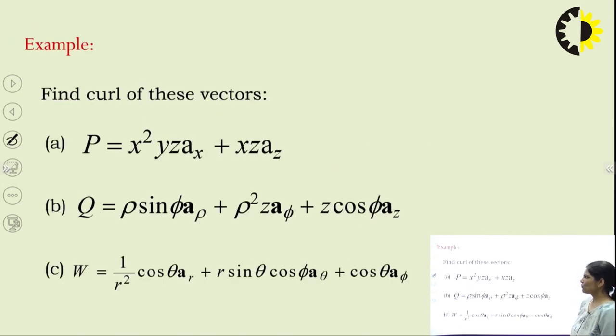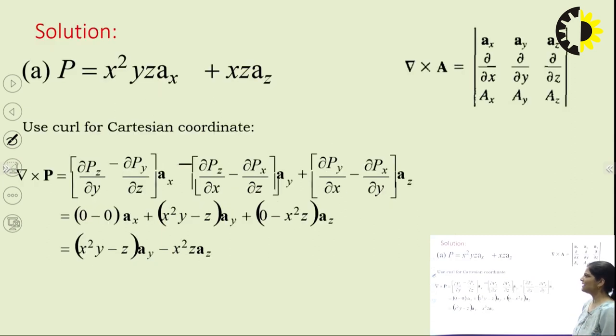Now these are also questions based on curl. So find out curl of this vector and this vector. This is in Cartesian coordinate, this is in cylindrical coordinate, this one is in spherical coordinate. So first we will take this first part and find out curl of this. Now curl of this, at point P, is equal to x square y z unit vector of x plus x z unit vector of z. Now use curl for Cartesian coordinate, this is the formula we have already discussed earlier.